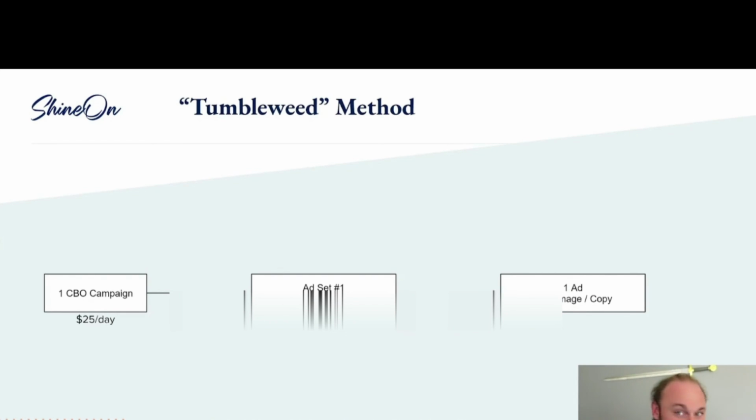I call this one the tumbleweed because there's not a lot of action. Feels a little bit boring. However, after the first 24 to 36 hours, this thing can start to get itself kind of dialed in. So it's usually day 2 or 3 that you start to see campaign budget optimization tests like this one perform.